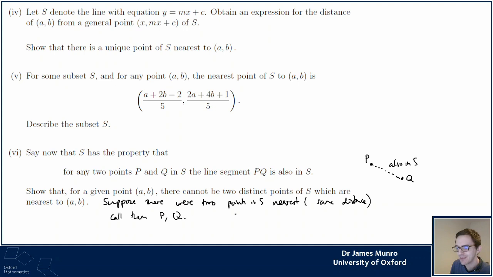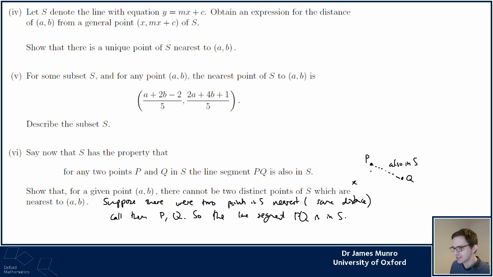Why not? We've got two points P and Q in S, so I suppose I want to use this fact. The line segment PQ is in S. Right, now, it feels like to me, if you're the same distance from here to here, then you should probably be closer somewhere in between.